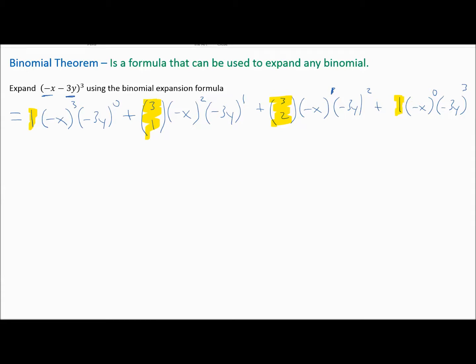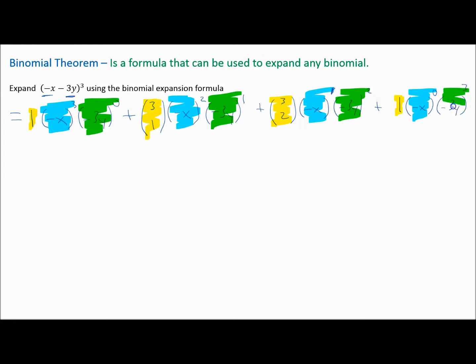And then my y pattern, okay, my x pattern: negative x to the third, negative x squared, negative x to the first, negative x to the 0. So they're counting down: 3, 2, 1, 0. And then finally, my negative 3y, my second term, counts up. It starts with 0, and then it goes to the first, the second, the third. Okay, so it looks super complicated, but it's not really once you figure out the pattern.